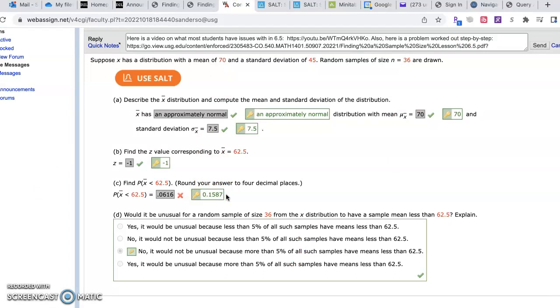So there you go. And then it says, would it be unusual for a random sample of 36 to have a sample mean less than 62.5? And no, because it wouldn't be unusual, because more than 5% of all the samples do have means that are less than 62.5, because typically you're doing a 95% confidence level.